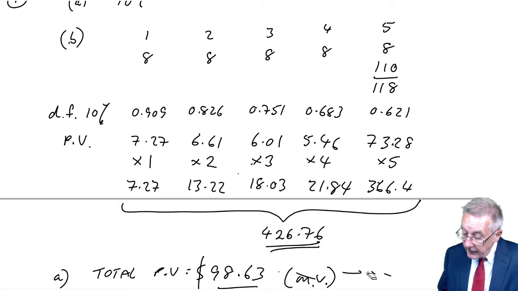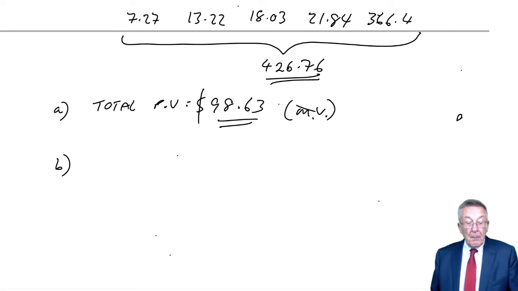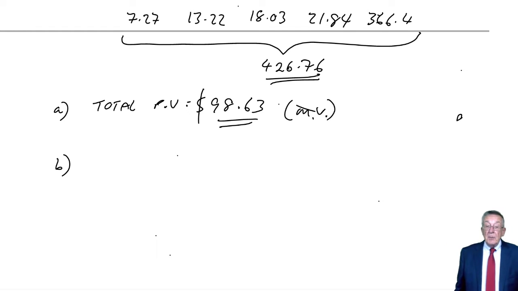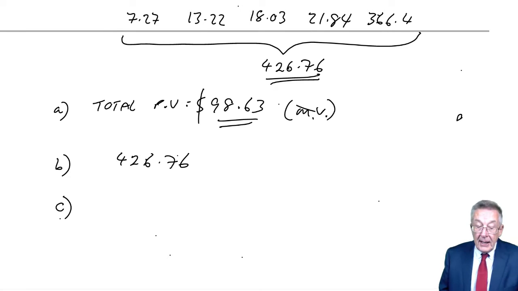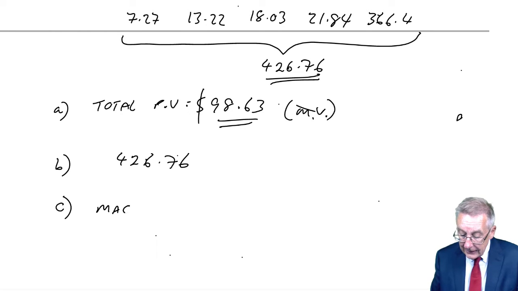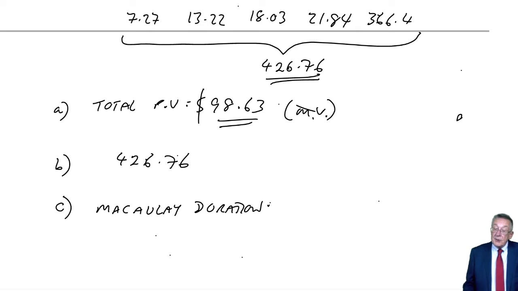So let's finish the pure arithmetic. That's part B of the list I gave above. Part A, the present value of the cash flows. Part B, the present value of each cash flow multiplied by the time period, added up, is 426.76. And then to get what we call the Macaulay duration, we divide the answer in B by the answer in A.